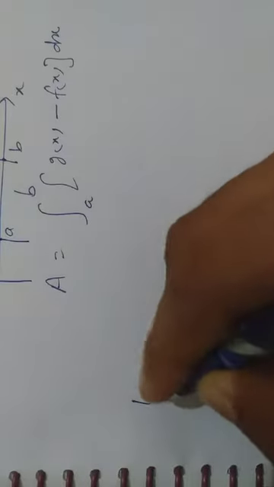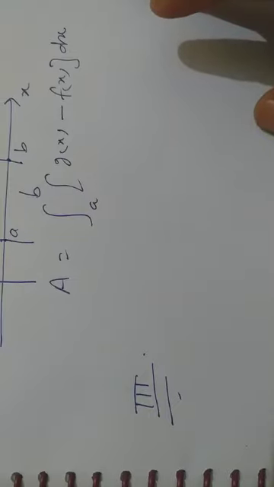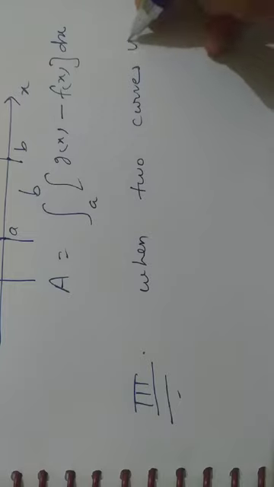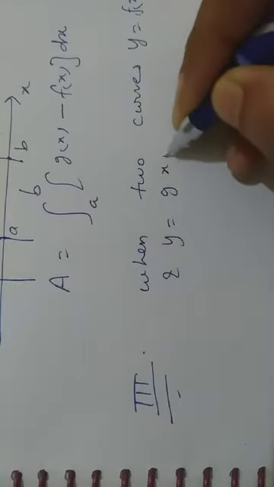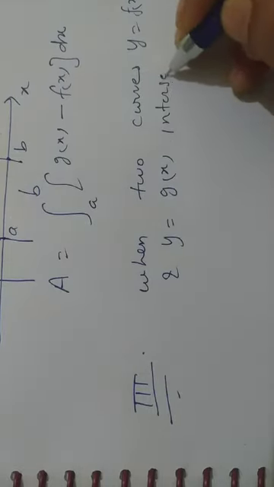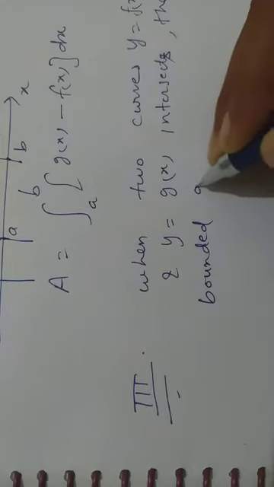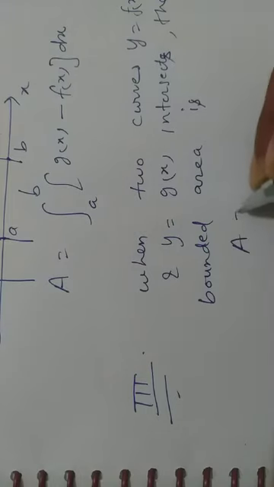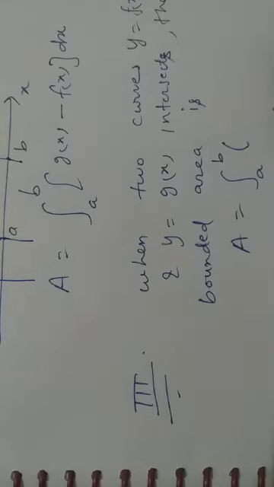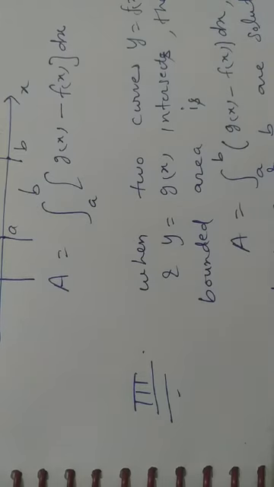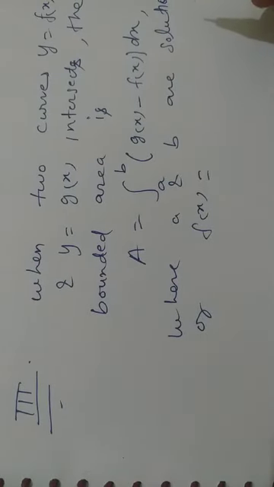In case 3, dear students, when two curves y equal to f(x) and y equal to g(x) intersect, the bounded area is A equal to the integral from a to b of (g(x) minus f(x)) dx, where a and b are solutions of f(x) equal to g(x).